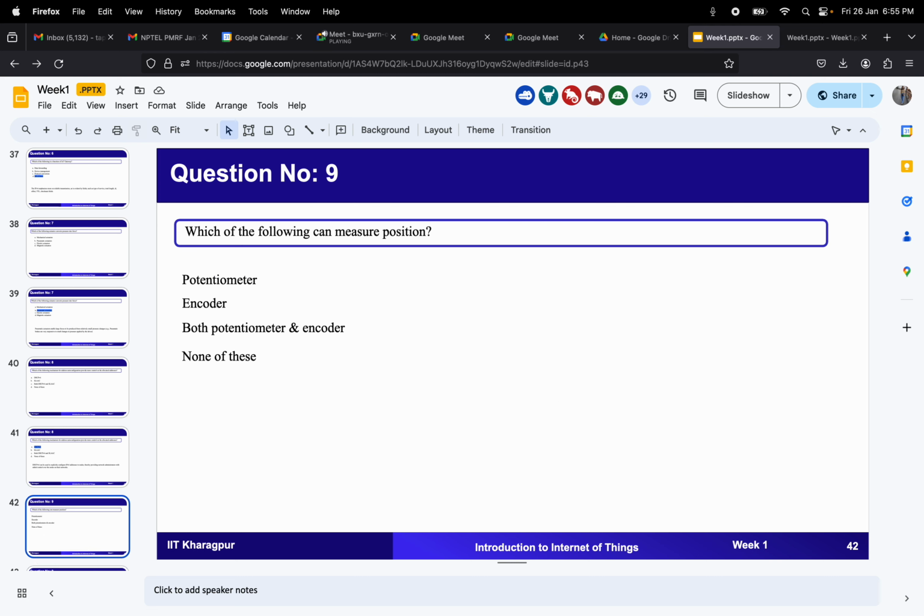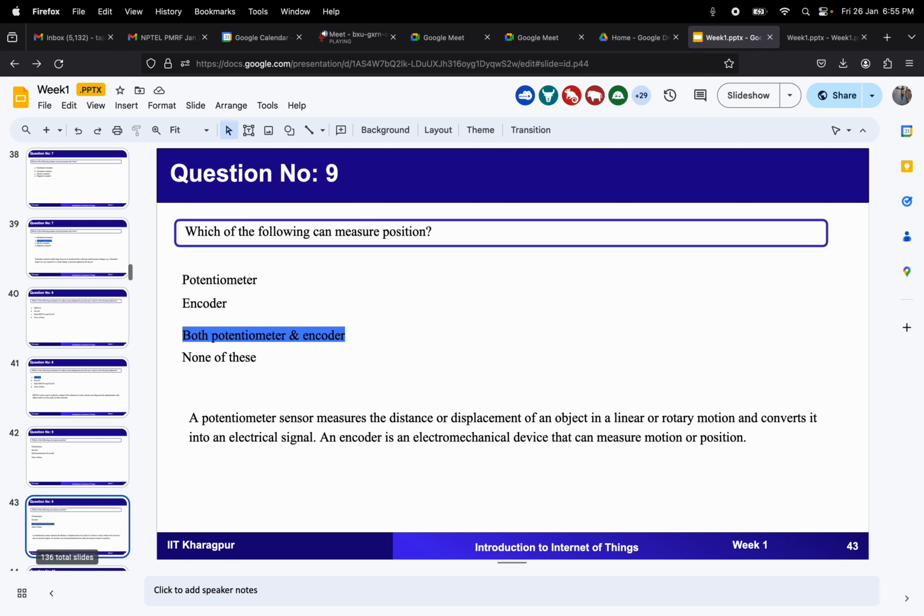Next question is, which of the following can measure position? Options are potentiometer, encoder, both potentiometer and encoder, none of these. Both, potentiometer and encoder. Okay, anyone else? Right, both potentiometer and encoder are used to measure the position.